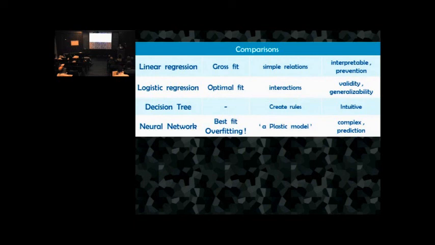Next is a type of multivariate analysis. Probably the most famous one is logistic regression, in which we are looking for an optimal fit. We can examine the interactions or somehow control the interactions, and they are more valid and have good generalizability. This is in contrast with the neural networks that are looking for the best fits, because in the training phase, the variables and coefficients are changing, are quite plastic to optimally fit with the outcome in that data set. This has its downsides.